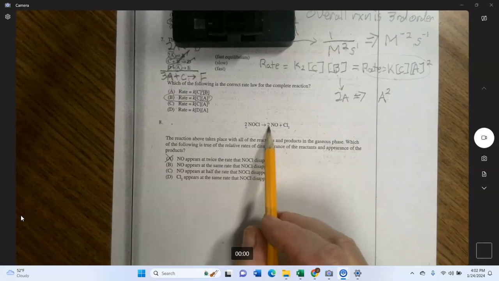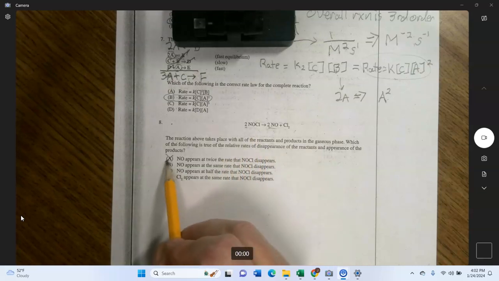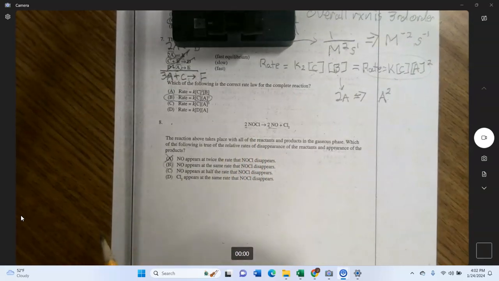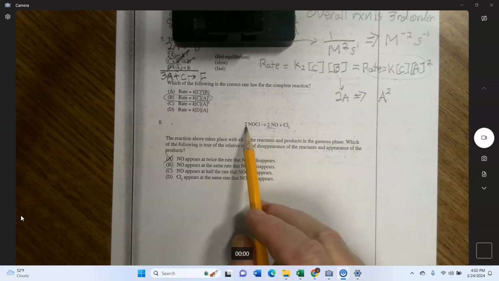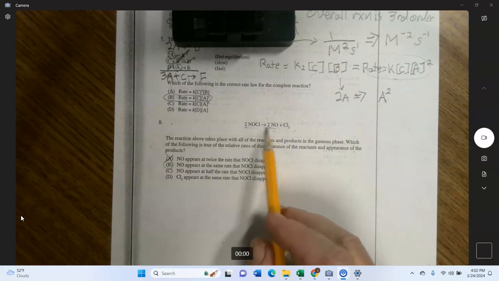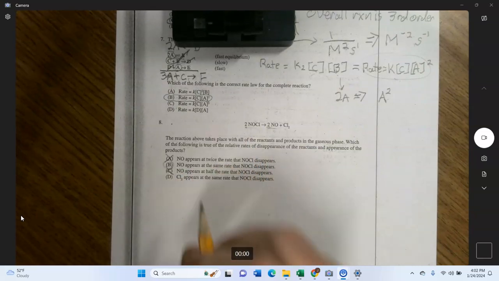NO appears at the same rate that NOCl disappears. Okay, that is true. NO appears, you'll get 2 moles in 1 minute, and you'll lose 2 moles in 1 minute. So that appears to be the correct answer, but you should always read all the answers, without wasting a lot of time. Check all the others. NO appears at half the rate that NOCl disappears. No, it doesn't. It appears at the same rate. In 1 minute, you lose 2 moles, you gain 2 moles. Okay? All right? So that's not correct.